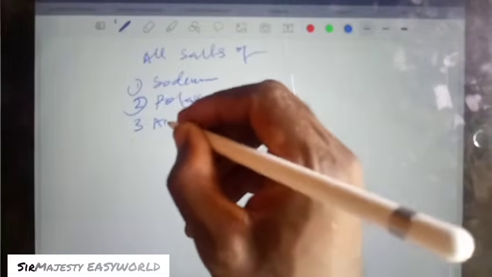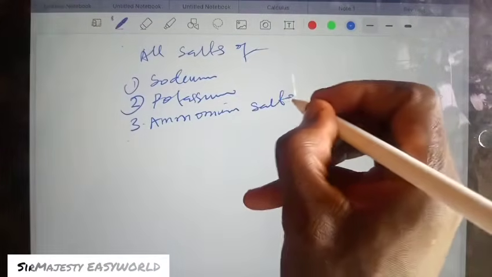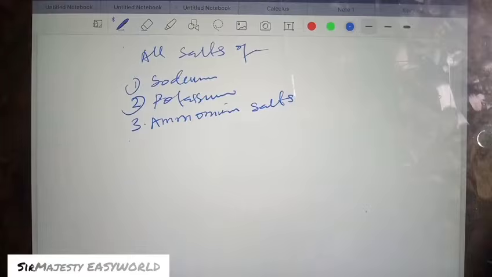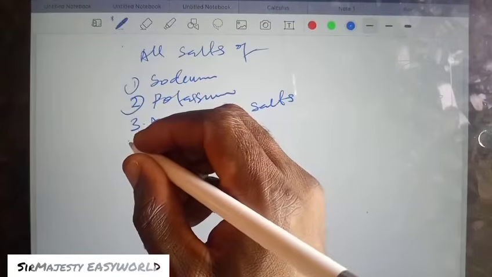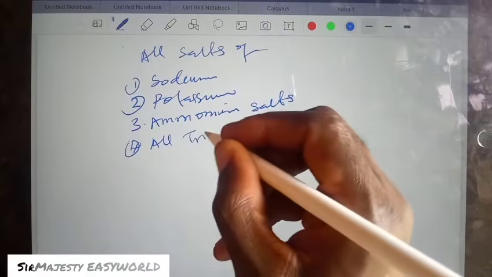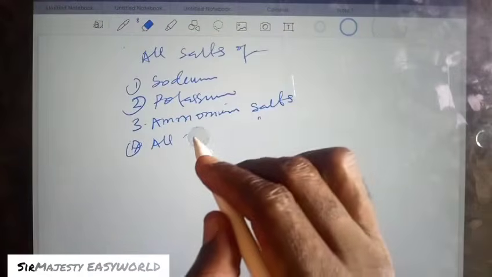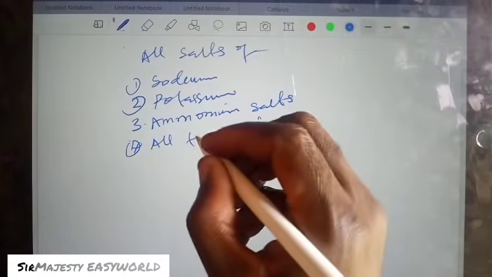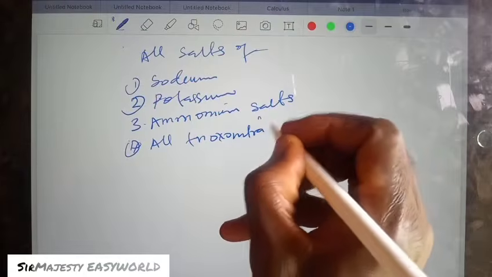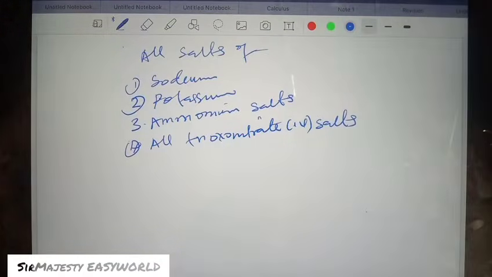Just know that all ammonium salts dissolve in water, with no exception. Another group of salts that dissolve in water is all trioxonitrate(V) salts, all nitrates. So these salts are all soluble in water. No sodium salt is insoluble, no potassium salt is insoluble, no ammonium salt.